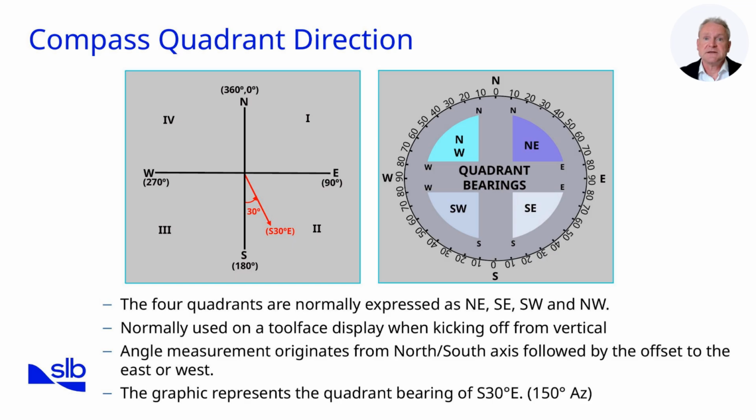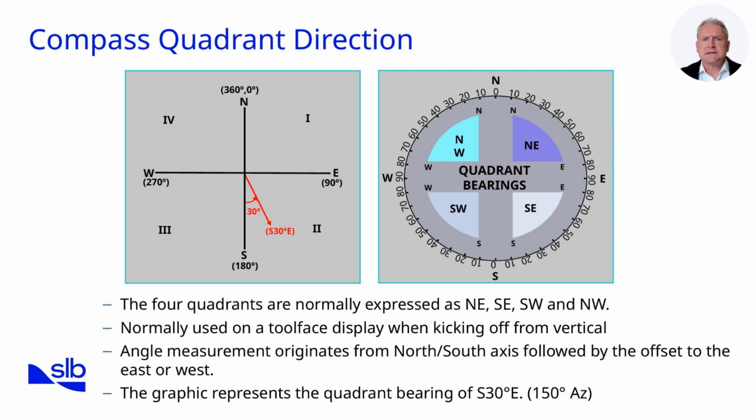Unlike the azimuth system, which measures a continuous 0 degrees to 360 degrees around the compass, the quadrant method breaks it down. Angles are measured starting from either the north or south axis and then expressed with a direction toward the east or west. For example, a bearing of south 30 degrees east means 30 degrees east of due south, which is equivalent to an azimuth of 150 degrees, which is shown in the left picture.